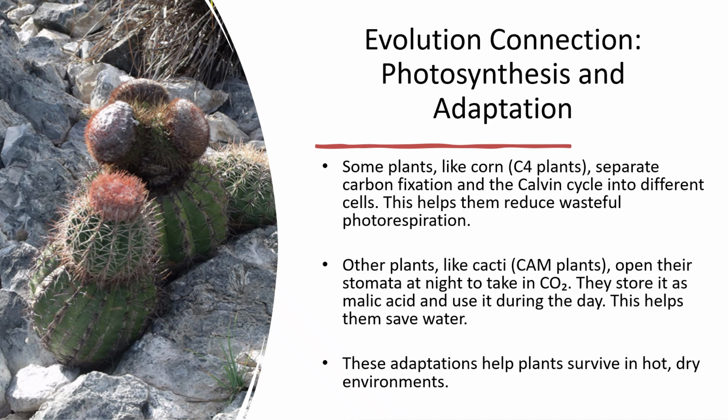Some plants have evolved special strategies to deal with hot, dry climates. C4 plants, like corn, separate carbon fixation and the Calvin cycle into different cell types to reduce photorespiration. CAM plants, like cacti, open their stomata at night to take in CO2, store it as malic acid, and use it during the day, helping them save water.